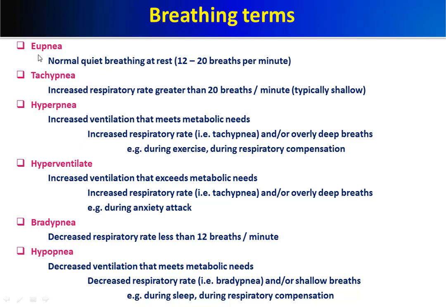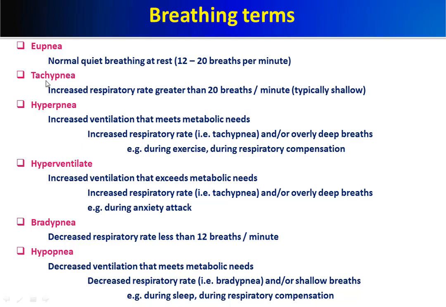And the first term is eupnea. Eupnea means normal, quiet breathing at rest, when we breathe approximately 12 to 20 breaths per minute, and in each breathing cycle approximately 500 milliliters of air, which is equivalent to half a liter of air, gets in and half a liter of air gets out.